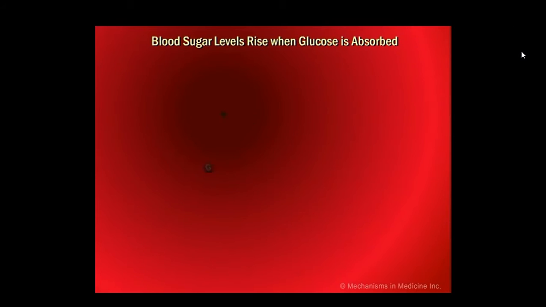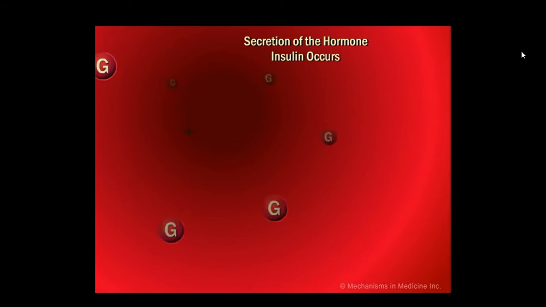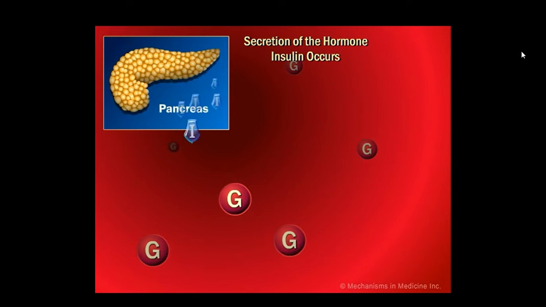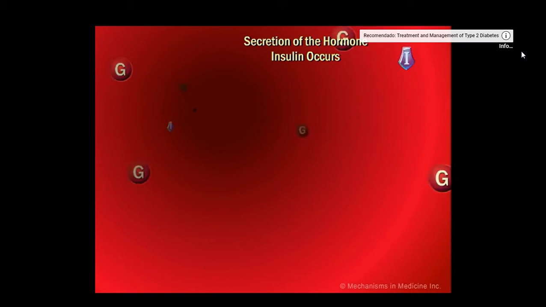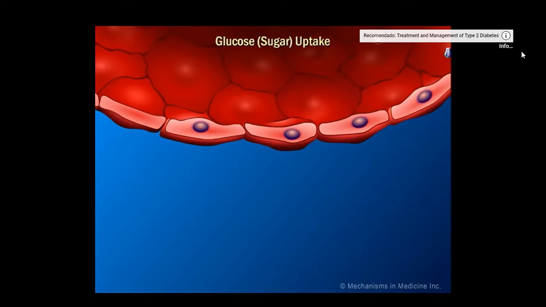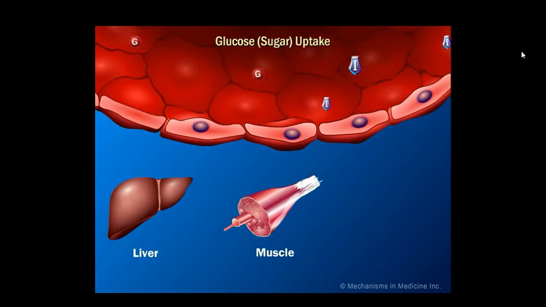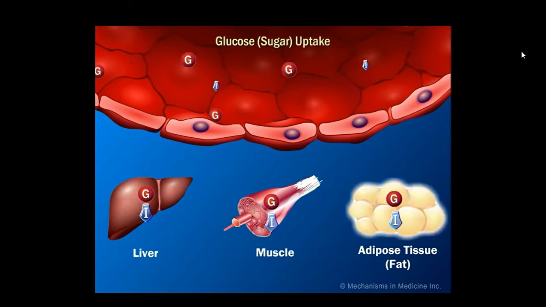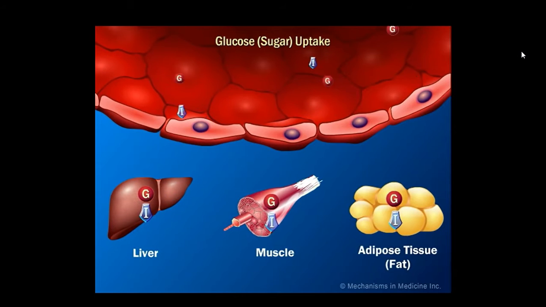Once absorbed into the bloodstream, glucose circulates, causing the blood sugar level to rise. An increased level of blood sugar sends a signal to the pancreatic beta cells, which respond by secreting the hormone insulin into the circulation. Insulin is necessary for glucose to reach and be used by several important target tissues throughout the body. These include the liver, muscle, and adipose tissue. Insulin is necessary to keep blood glucose levels stable in the body.